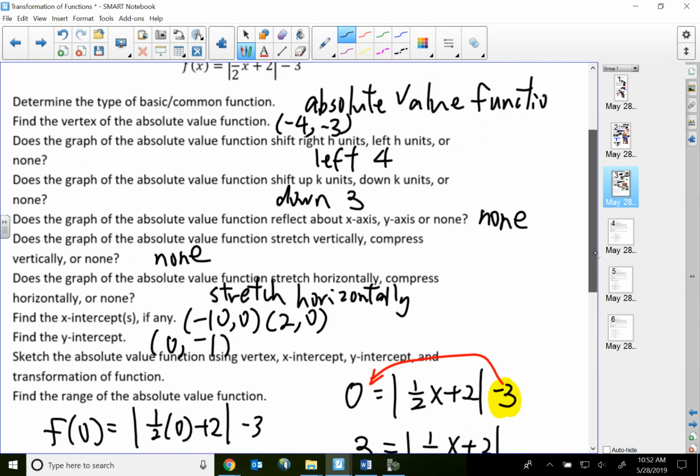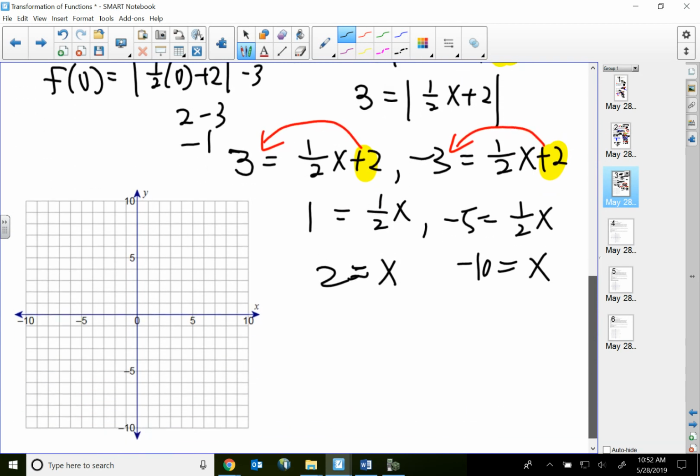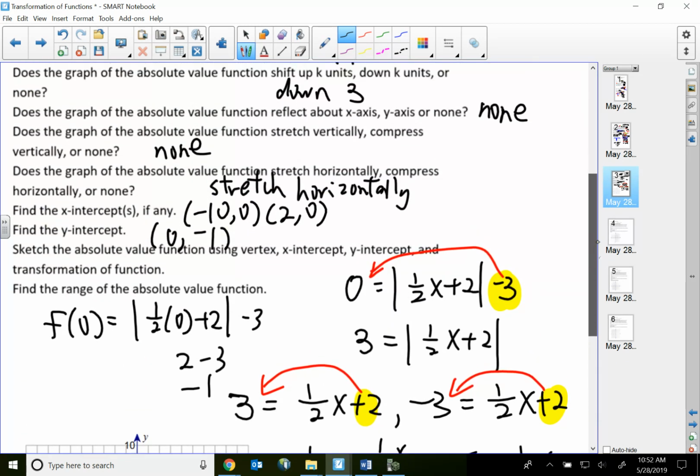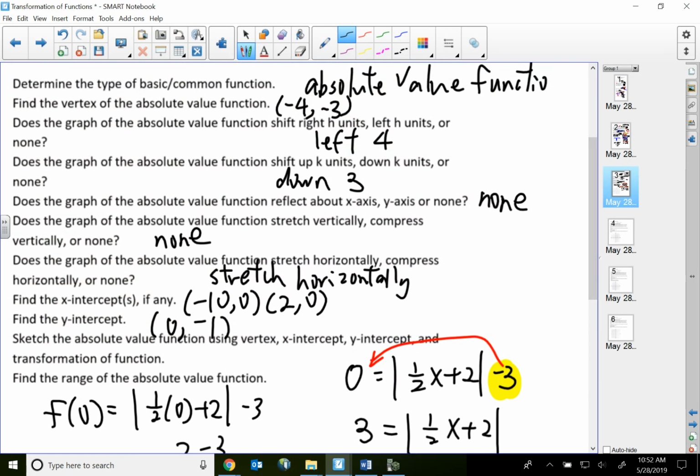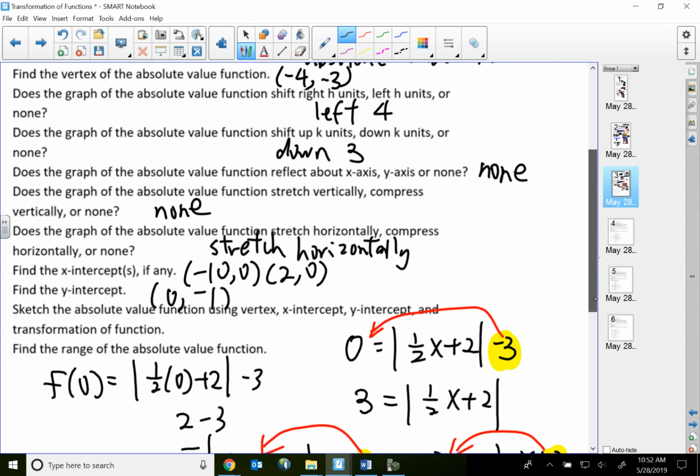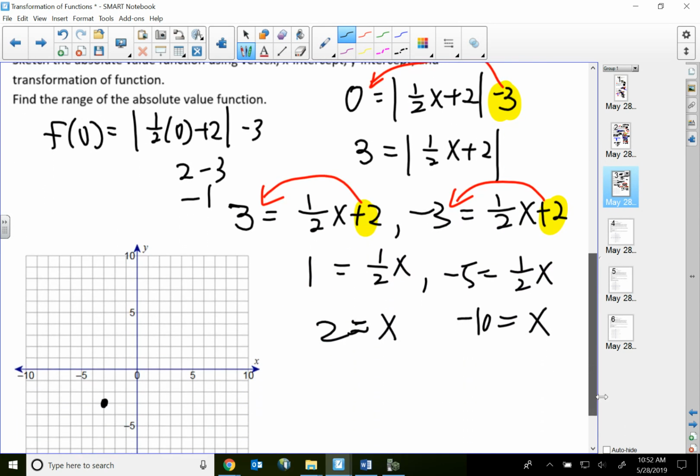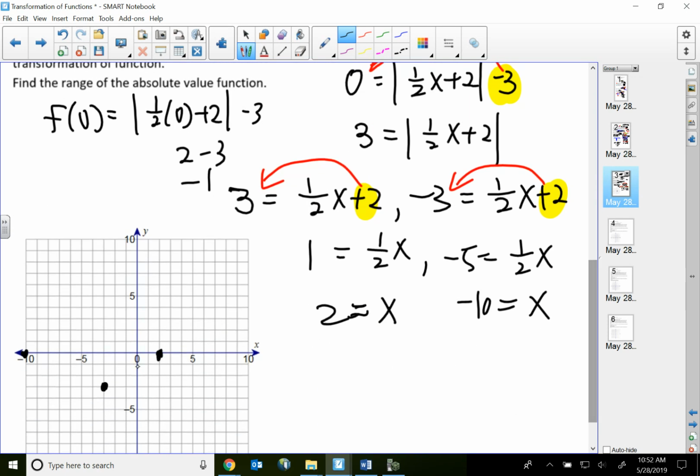Vertex, -4, -3. -4, -3, 1, 2, 3. That's right here. All right, my V is still going to be opened up because I did not have any reflection about the x-axis or y-axis. -10 and +2. -10 and +2, 1, 2. My y-intercept, 0, -1. That'll be right here.